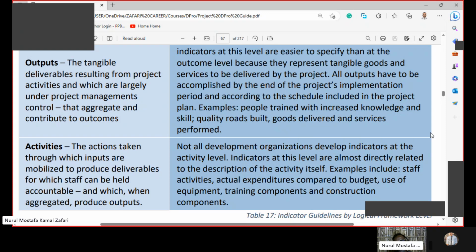Activities, the actions taken through which inputs are mobilized to produce deliverables, for which staff can be held accountable and which, when aggregated, produce outputs. Not all development organizations develop indicators at the activity level. Indicators at this level are almost directly related to the description of the activity itself. Examples include staff activities, actual expenditures compared to budget, use of equipment, training components, and construction components.